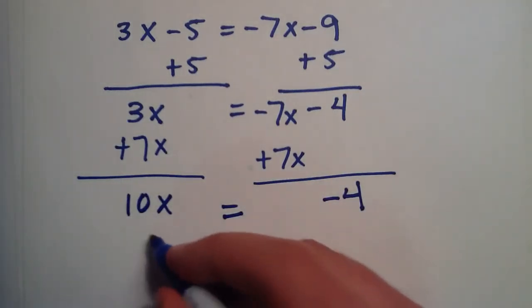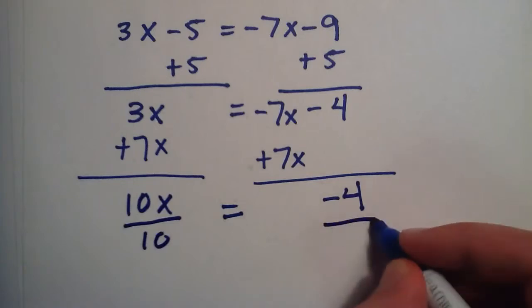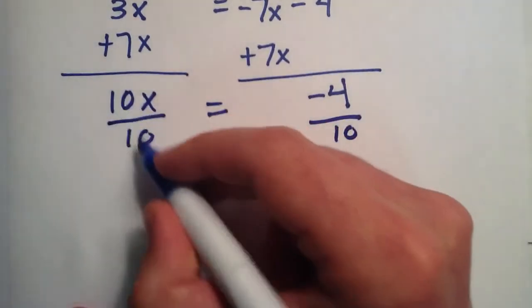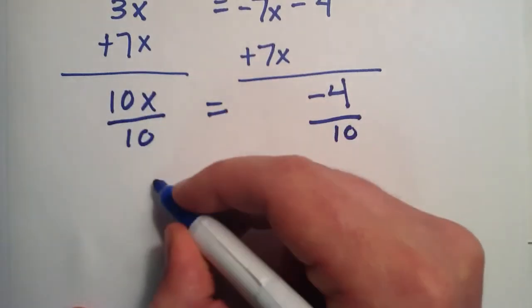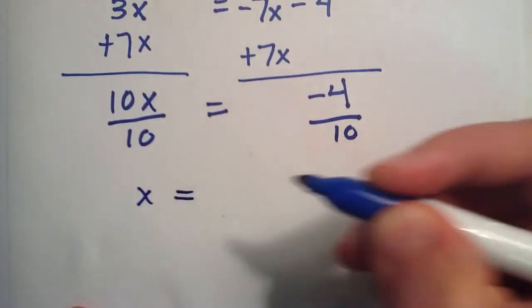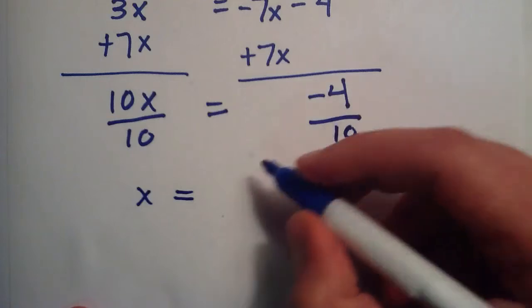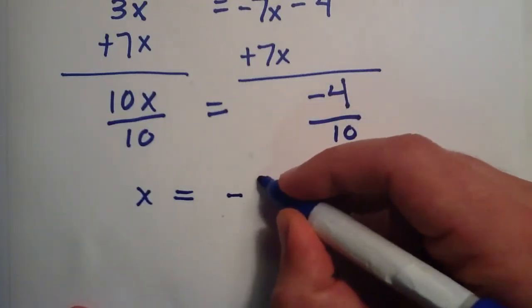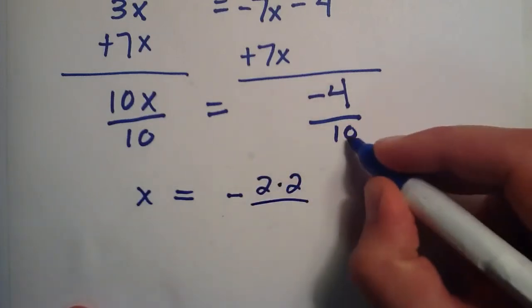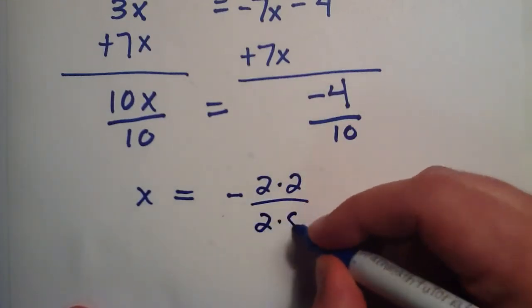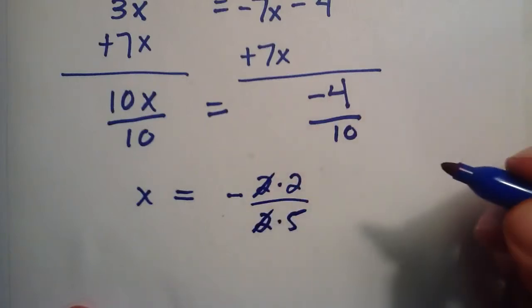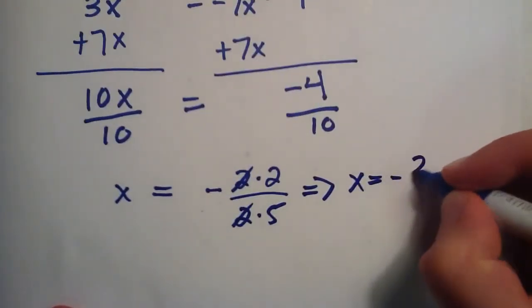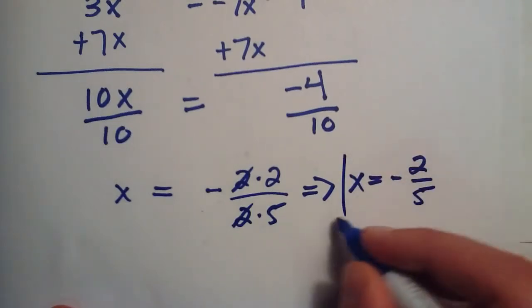and then we simply divide by 10 on each side to get the x's by themselves, and 10 over 10 is 1, and 1 times x is simply x, and negative 4 over 10 can be written as negative, and then the 4 can be written as 2 times 2, and the 10 can be written as 2 times 5. These 2's cancel, and we are left with x equals negative 2/5.